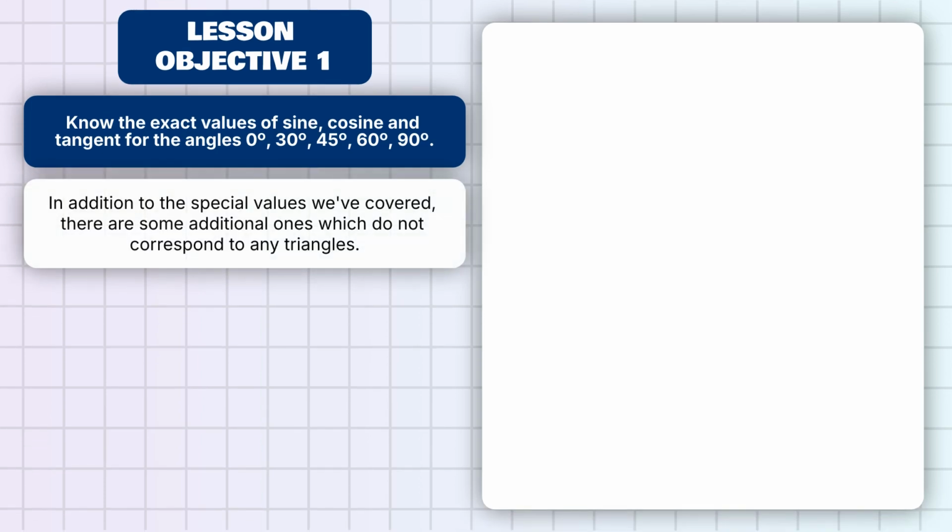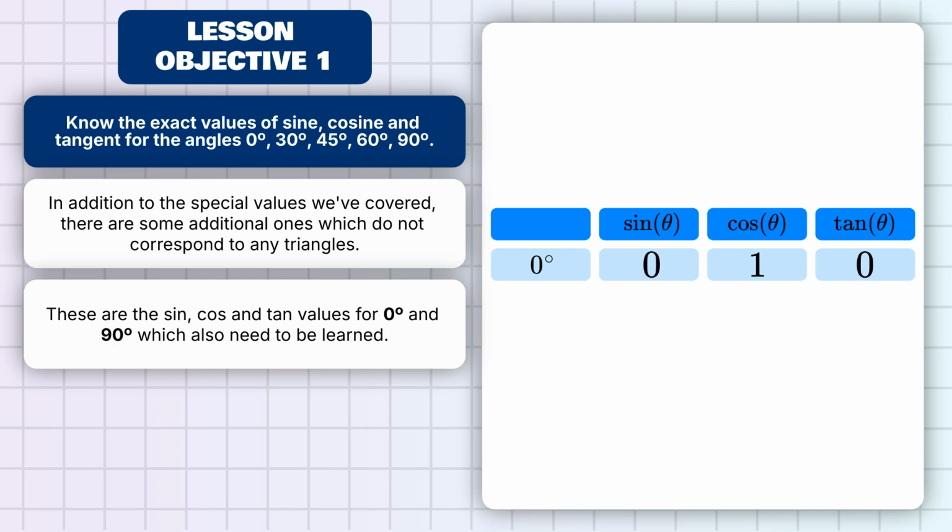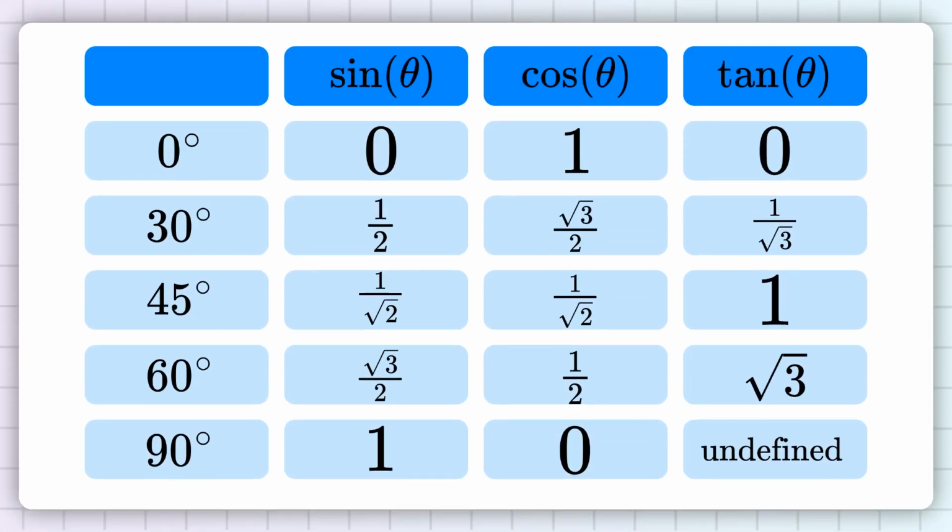In addition to the special values we've covered, there are some additional ones which do not correspond to any triangles. These are as follows: sine 0 degrees equals 0, cos 0 degrees equals 1, tan 0 degrees equals 0. For 90 degrees, we have sine 90 degrees equals 1, cos 90 degrees equals 0, tan 90 degrees is undefined. There isn't a triangle that we can remember to help us with these ones, so they just have to be memorized. Overall, this gives us the following table of the exact values of sine, cosine, and tan.